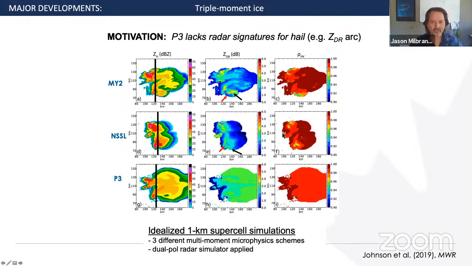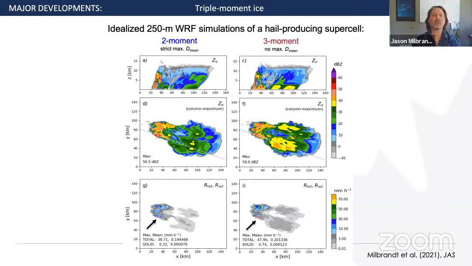Sorry, everybody. At any rate, the punchline here is that in the original scheme, the P3 lacked hail signatures that this student at Oklahoma University noted with a dual-pole radar simulator. Part of the reason was that in the two-moment version, we control size sorting of ice by putting a fairly strict limit on the maximum size. With three-moment, it controls size sorting much better. As a result, we don't need this limit and we can simulate hail better.